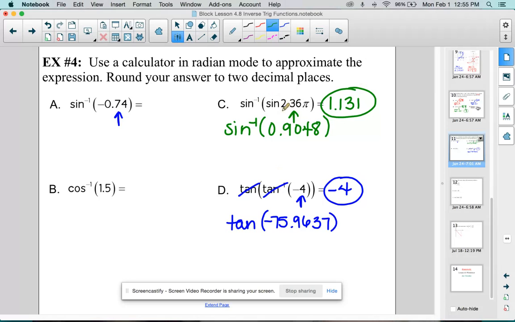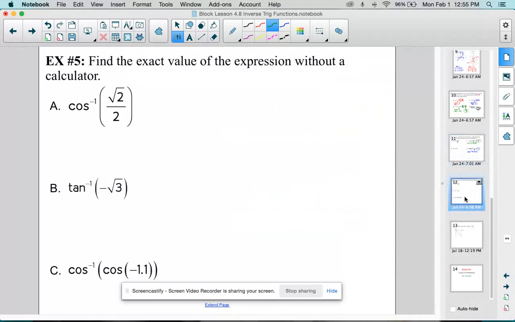Because the inverse sine and the regular sine didn't exactly cancel each other out, did they? Well, that's because you have a value here, this 2.36 pi, that's not in the domain of the restricted sine wave. So you're getting a little bit of conversion happening that you're not seeing. Okay, so you have to be very careful and thorough with these problems.